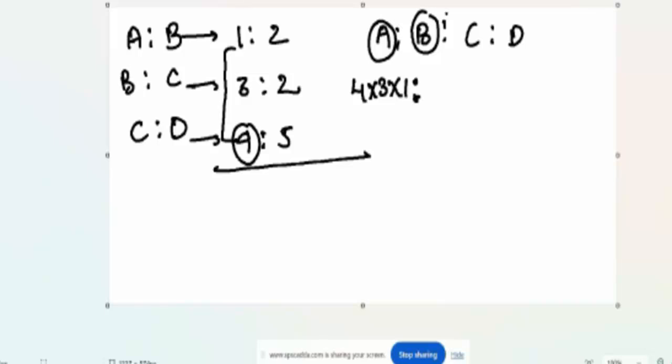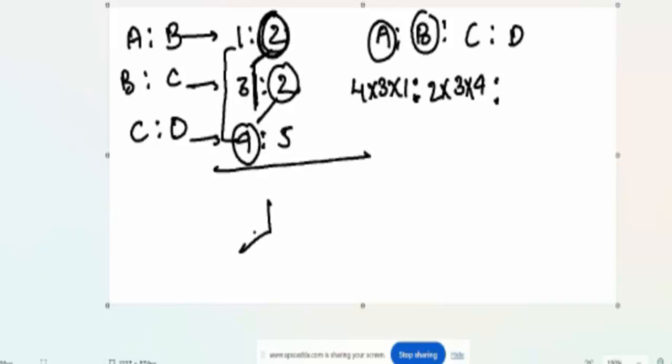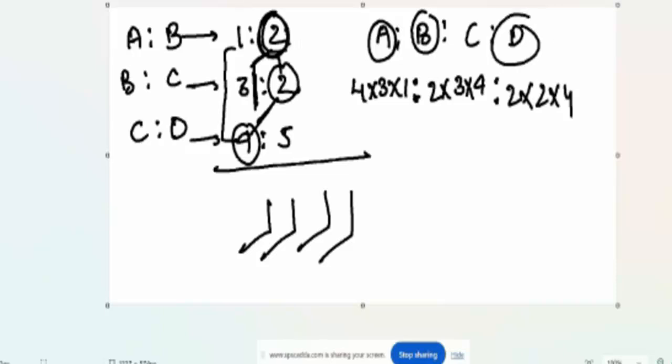For B, I know that I have to pick the first digit and then do it like this. So 2 into 3 into 4. This is for B. And for C, I know that I have to pick this 2 and this. You have to work like this, 2 into 2 into 4. And it is very easy for D, which means your last element, you have to multiply straight again, 5 into 2 into 2.